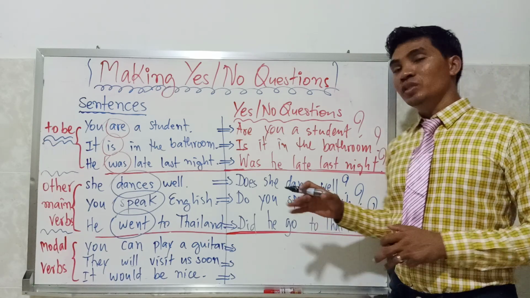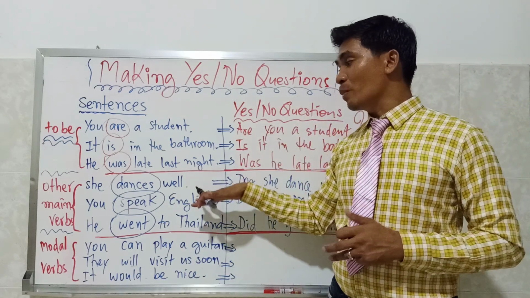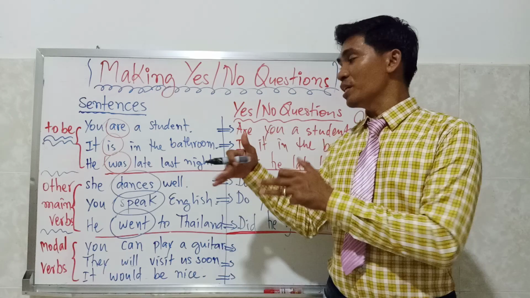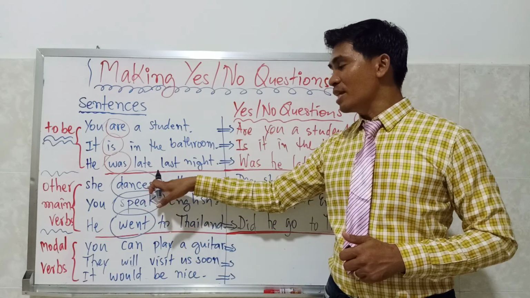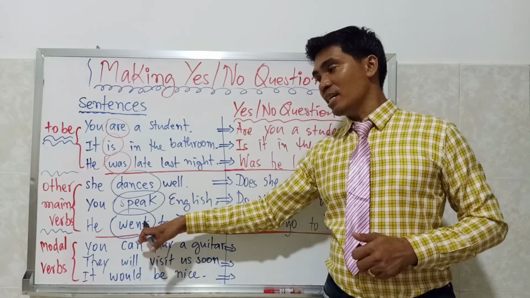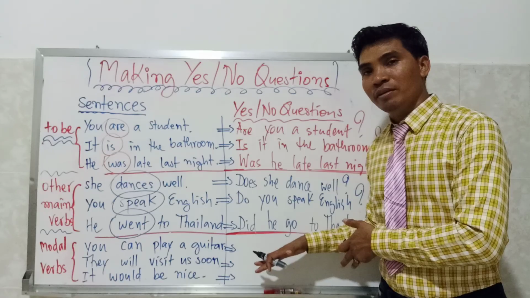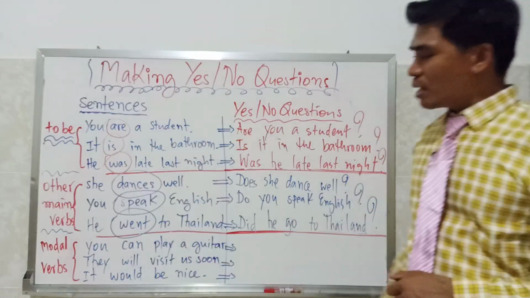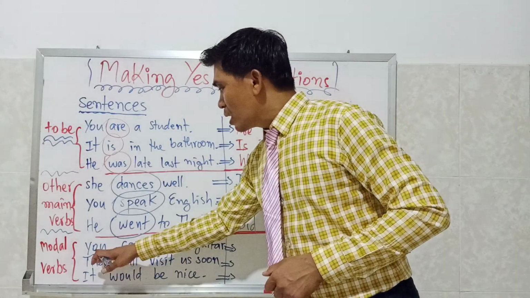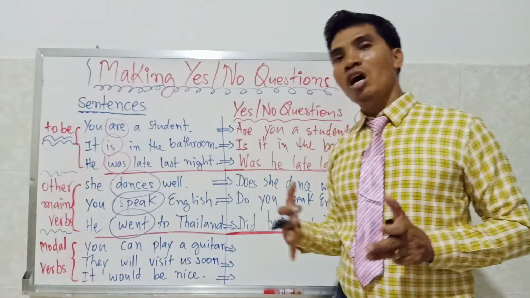So again, when the sentence has main verbs, we use do or does when it is in present simple, like dance or speak. We use did in past tense, like went. Let's move to the last part: modal verbs, or modal auxiliary verbs.